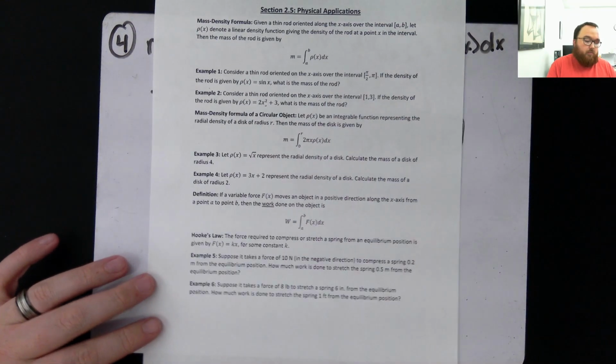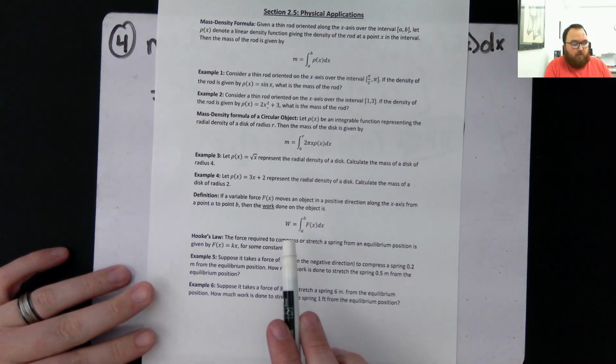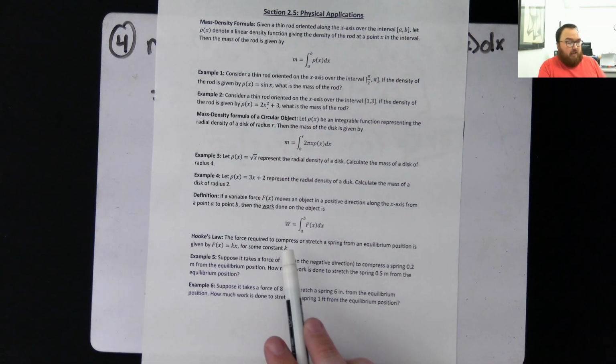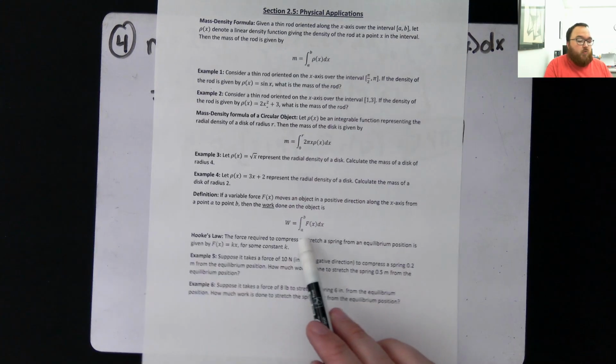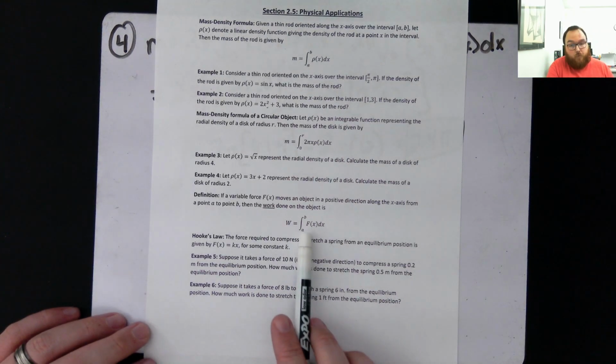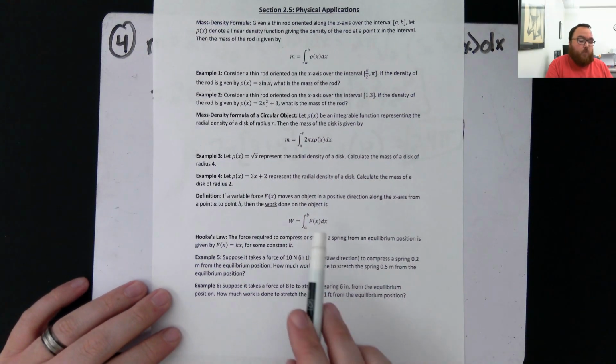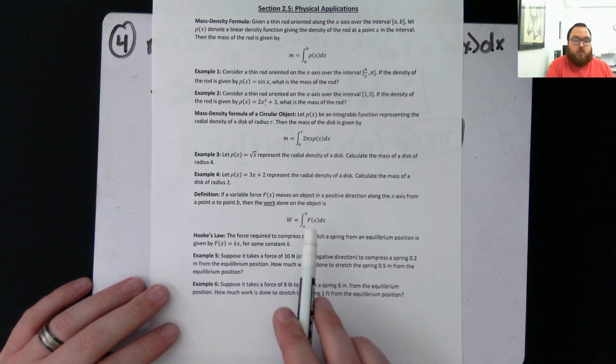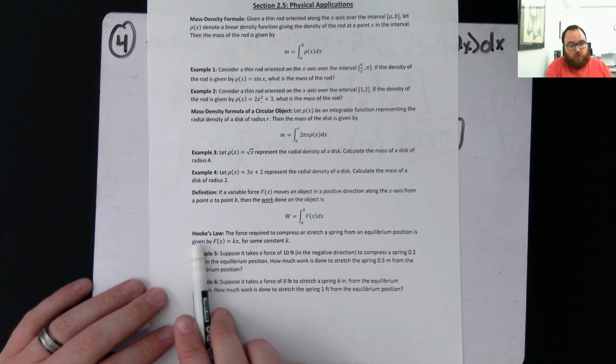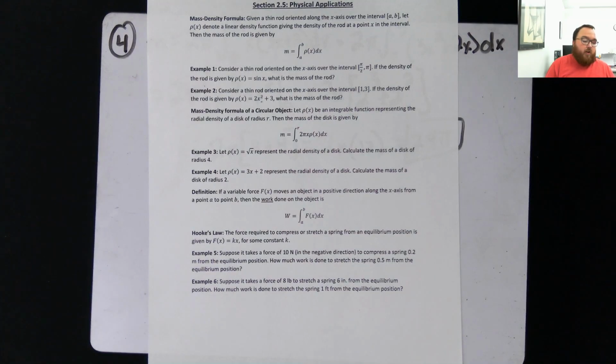The work is done by doing the integral from a to b of the force. Now, what's going to make us do one more step is I've got to figure out what the force is, okay? To do that, I use Hooke's law, which says the force required to compress or stretch a spring from a starting point to another point is f of x equals k times x for some constant k.